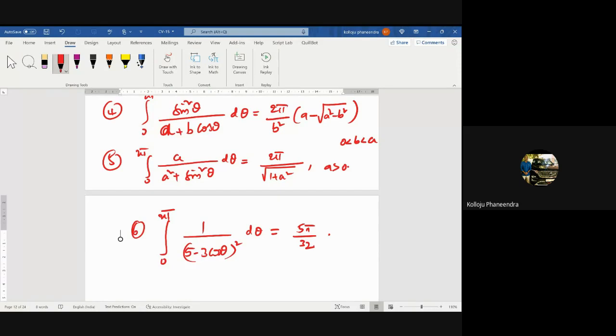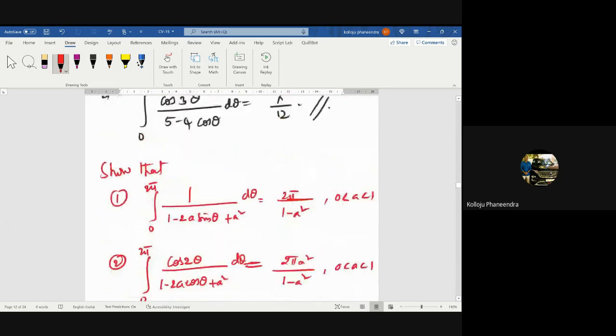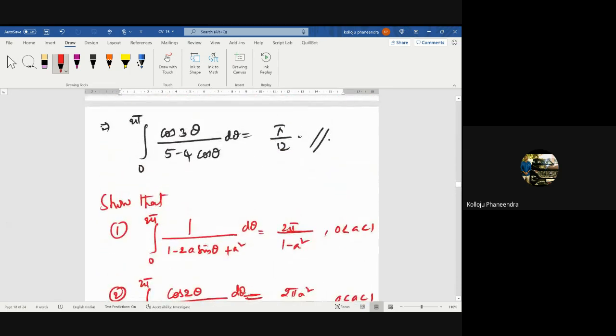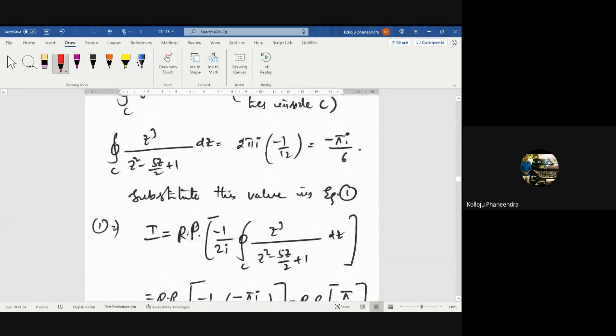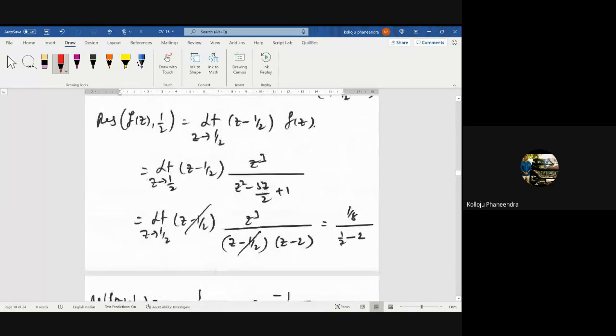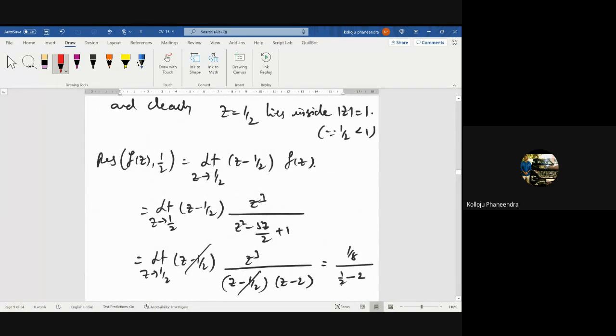That's it. Any doubts in this case? The 0 to 2 pi case, this one. Any doubts? If you want any clarification, I will explain again. Any doubts?